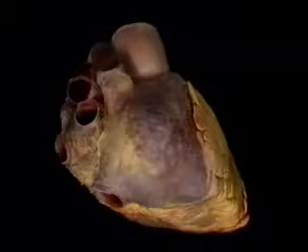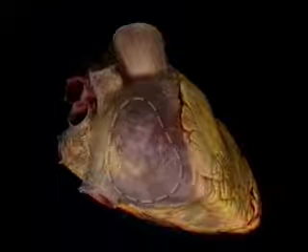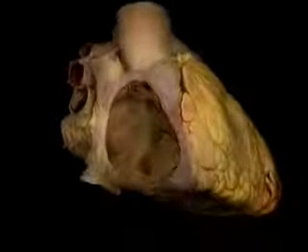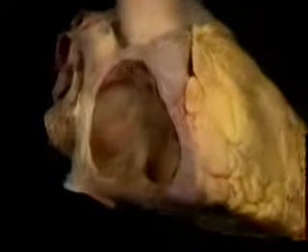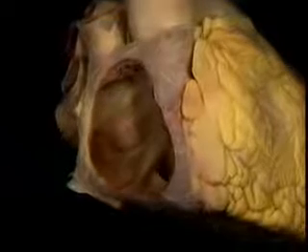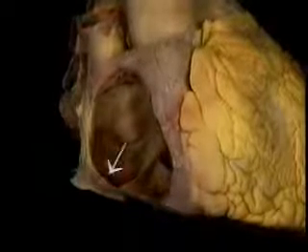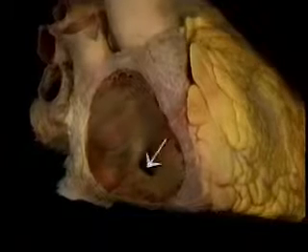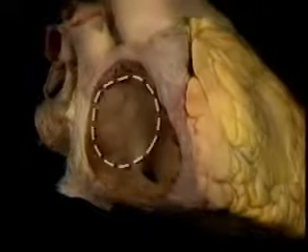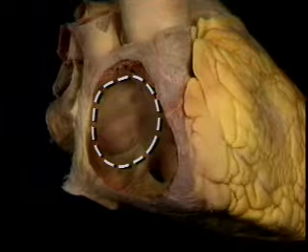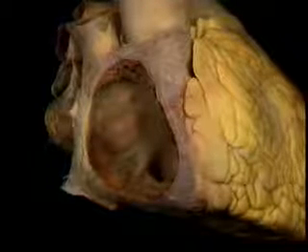To look at the inside of the right atrium, we'll remove this part of its wall. Here's the opening of the superior vena cava above and of the inferior vena cava below. Here's the opening of the coronary sinus. This is the part of the atrial wall that's shared with the left atrium, the interatrial septum.